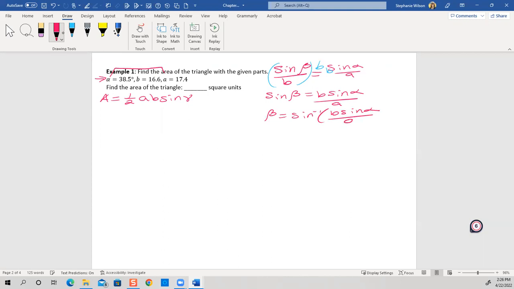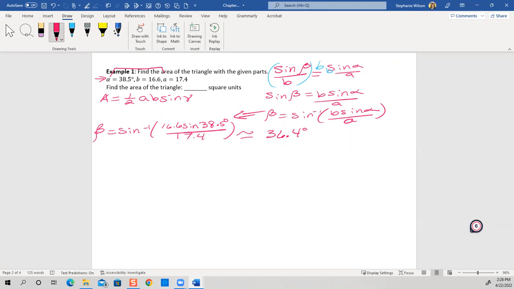All right. So now that I got all this, what I'm going to do is I'm going to go over here and let's fill it in. B is 16.6, sine of alpha, alpha is 38.5 degrees, all divided by A is 17.4, it's just 17.4. Okay, when I type this in my calculator, round to the nearest tenths, I get 36.4 degrees for beta.